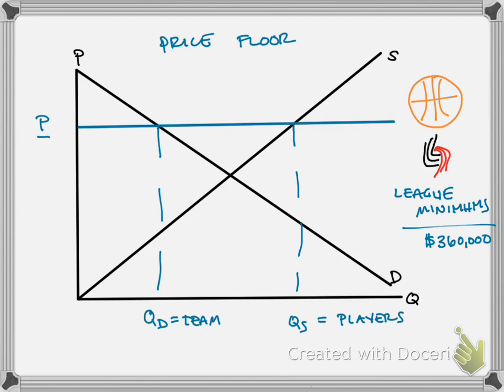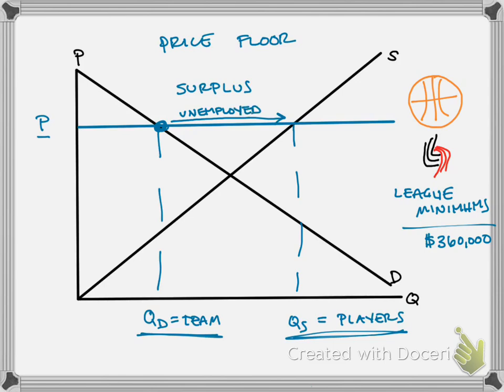So in this case, what happens? Well, we get a lot of players wanting to play, and we have a low demand for teams. This is what we call a surplus. A surplus means quantity supply is above quantity demand. And so how then do they determine? Well, in this case, they would just hire this many workers right here. And this is the number of workers that don't have a job. We would call those the unemployed.